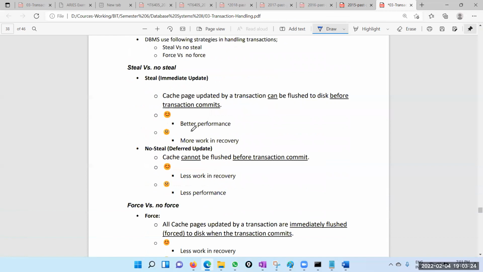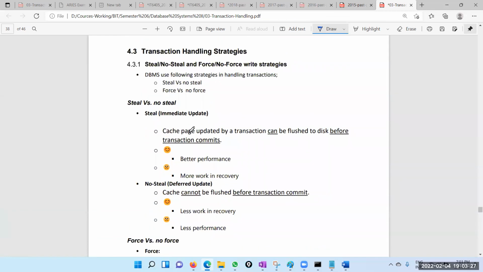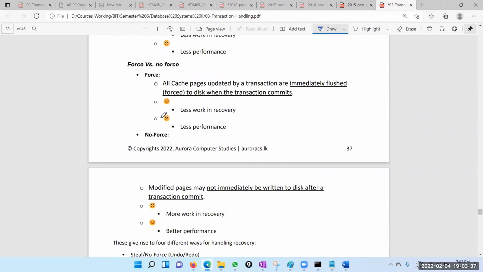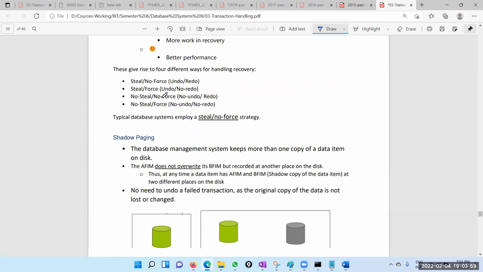And also in general, we assume that it is steal and no force. Okay, that is where we have to do both redo and undo. Otherwise, we have less work to do. Let's assume steal, that is, there's a possibility of uncommitted things being flushed into the database, and also committed things not being flushed into the database. That is what is meant by steal and no force. Right, so let's straight away do some past paper questions now.